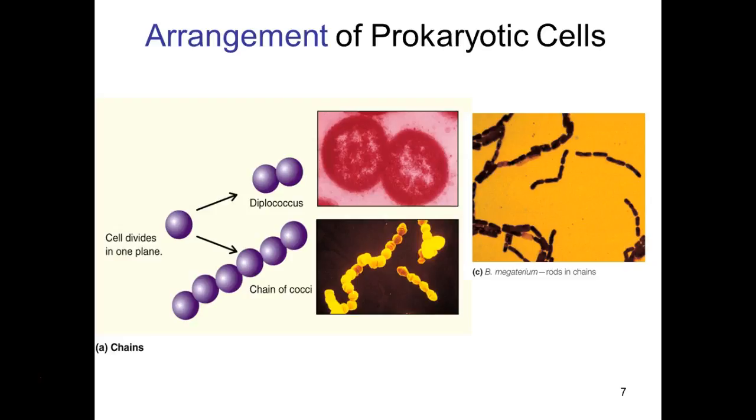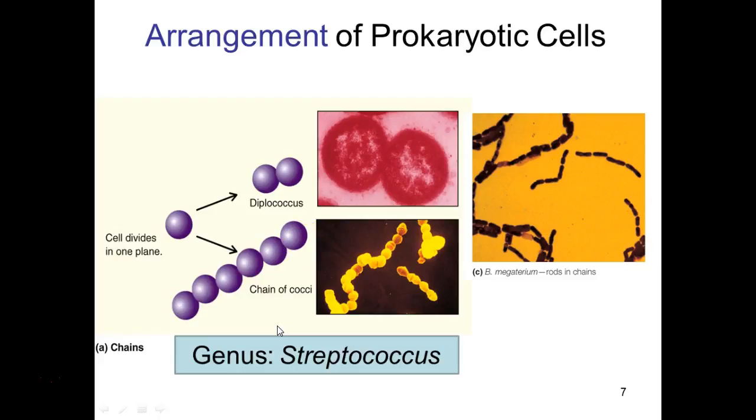So then when we talk about shape, as I said, sometimes they'll stay next to each other. So this shape is coccus, right? Spherical. Sometimes they'll stay together in pairs. We refer to these as diplococci. Diplo referring to pairs. Sometimes they'll form chains of cocci. That's referred to as Streptococcus.